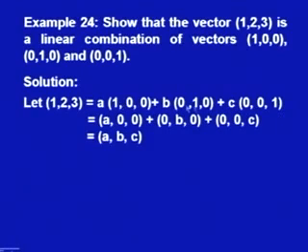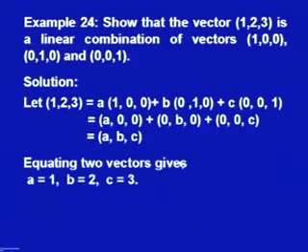So, if you add them up, then we will have A, 0, 0 plus 0, B, 0 plus 0, 0, C, and this gives me A, B, C. So, if there are two vectors, and we equate the two vectors from left hand side and right hand side, they will be equal component wise, and that means A will be 1, B will be 2 and C will be 3.